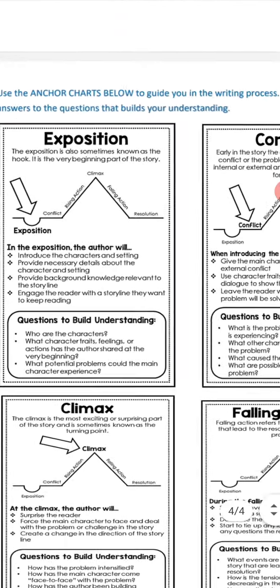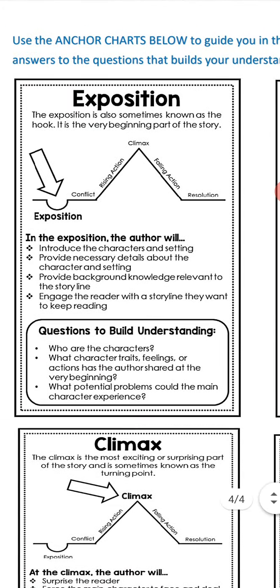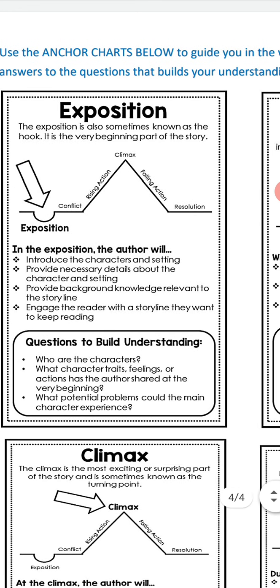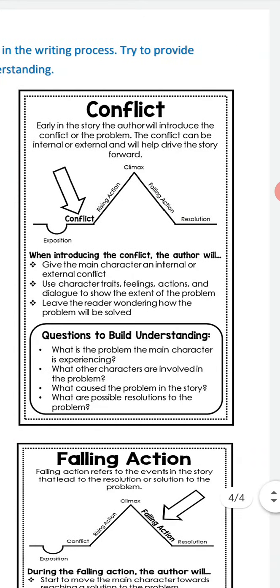Now this is the anchor chart. Again, this is going to be very helpful to you. What are the questions which you have to answer in the exposition? Who are the characters? What character traits, feelings or actions are you going to share with your readers at the beginning? What potential problems could the main character experience? Okay, so all of this is going to be told in the exposition paragraph, that is the first paragraph.